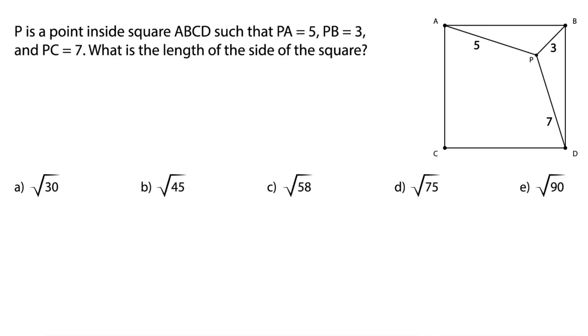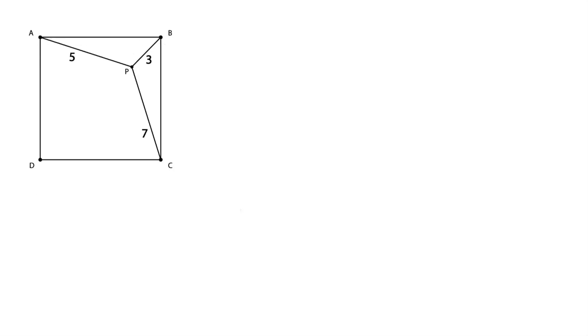P is a point inside square ABCD such that PA is equal to 5, PB is equal to 3, and PC is equal to 7. What is the length of the side of the square? This diagram is at the heart of the question.